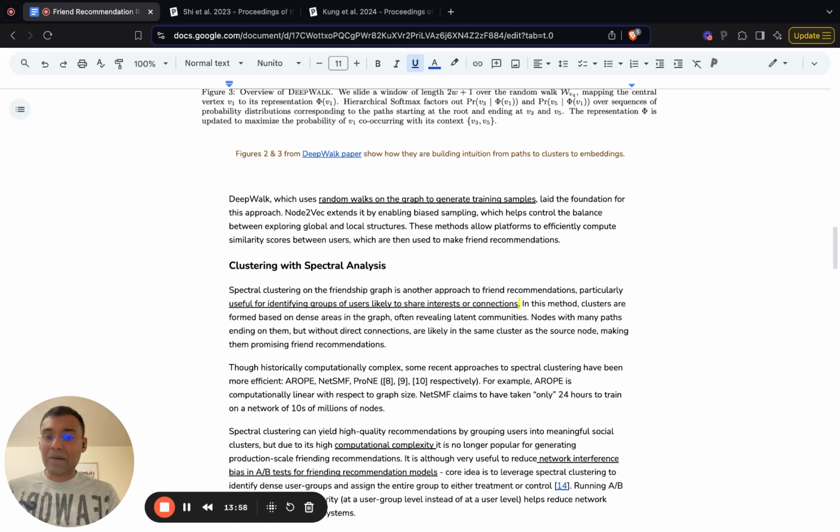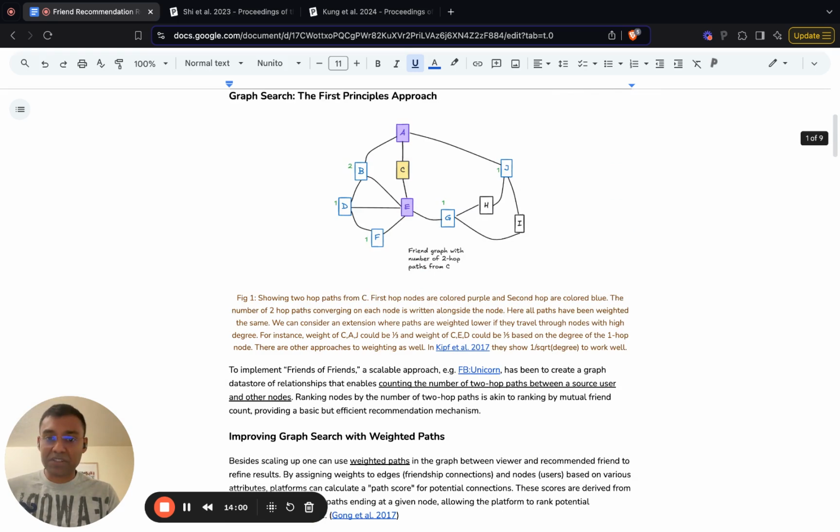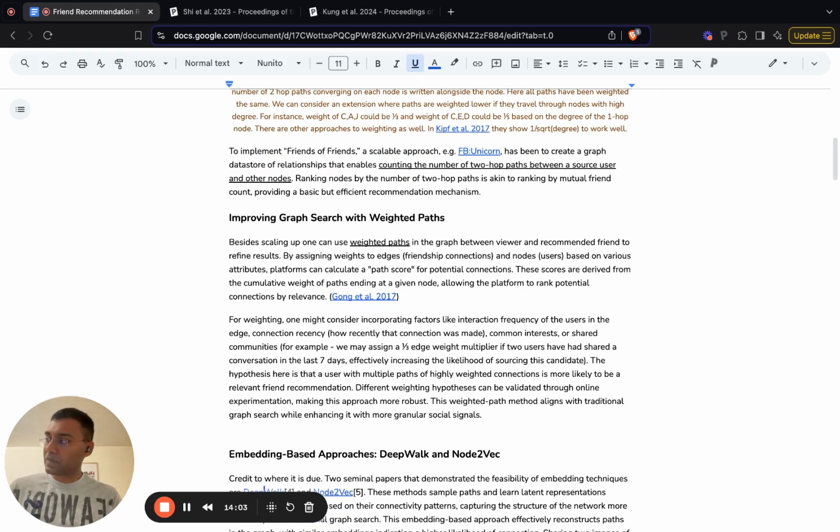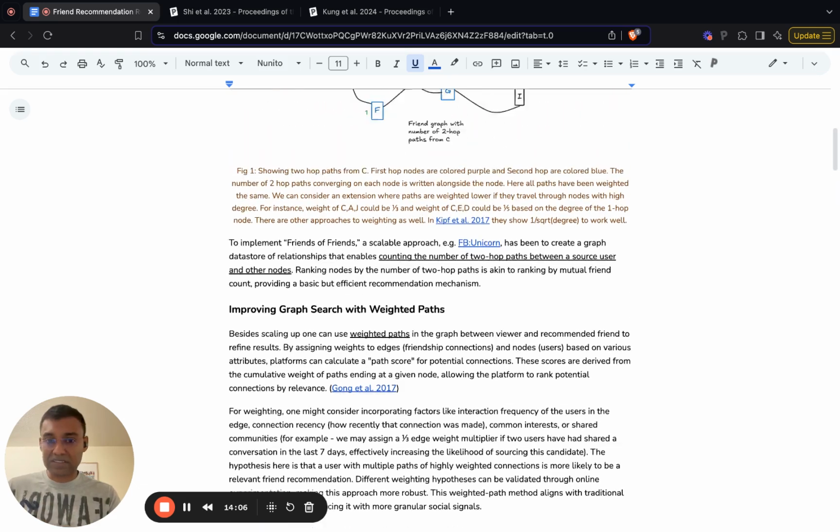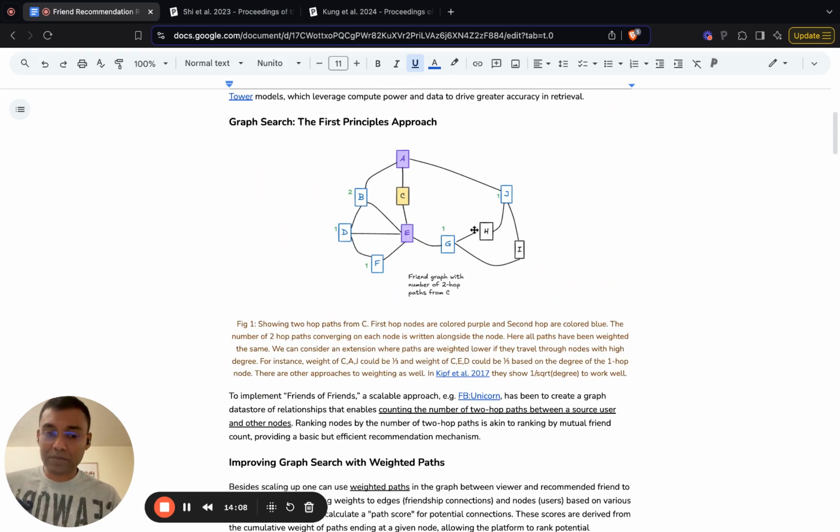Okay. Now, so far we have been talking about graph search. In a general friend graph, you can expect a lot of clusters. So let's view this in the form of clusters. Imagine C has, let's just say, 30 friends on this social network. Now, it stands to reason that there are distinct social circles, social clusters, that these 30 friends are from.